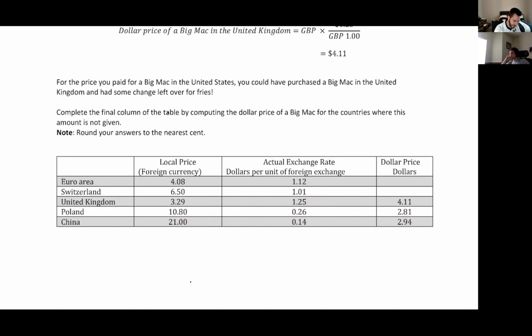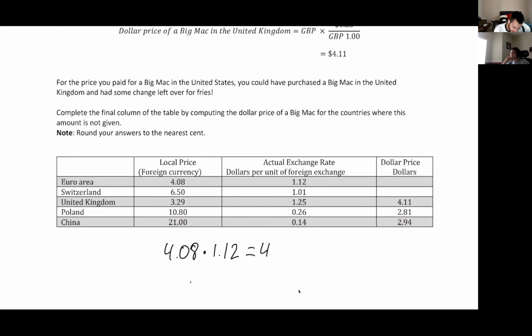So we're asked to fill out this table for the euro area. In this case, it's Switzerland and the euro, which would basically just be 4.08, the currency, in euro, but you don't really need to add that, times the exchange rate, 1.12, which would equal 4.57. So that means in the euro area, you get the Big Mac for 4.57. And in Switzerland, this is 6.5 times 1.01, which would be 6.57.